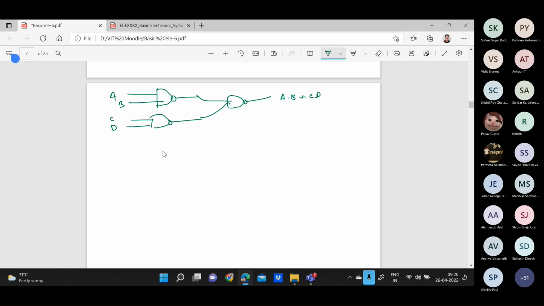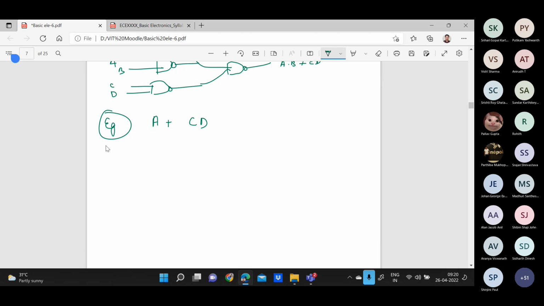Now, the question is what? For example, again, I am giving you one example like A plus CD. This is my question. Okay, I'm saying design by using basic gates. That is the first thing. So what I will do? First, you have to see the sum of product. For NAND gate, I'm talking about the NAND gate only. I'm not talking about NOR gate. So first you have to check whether it's in the sum of product form or not. Yes, it's in the sum of product. We have a product and then we have a sum.